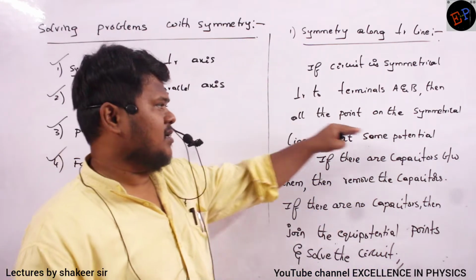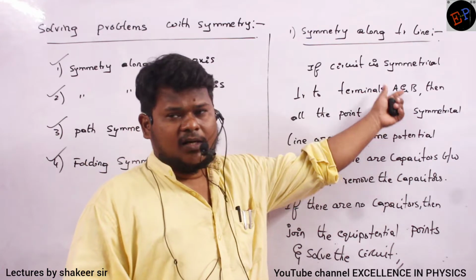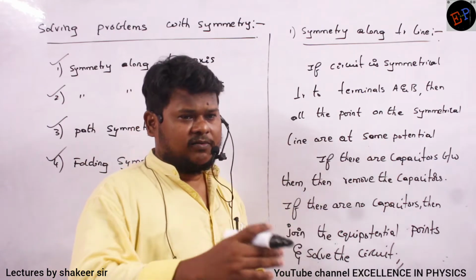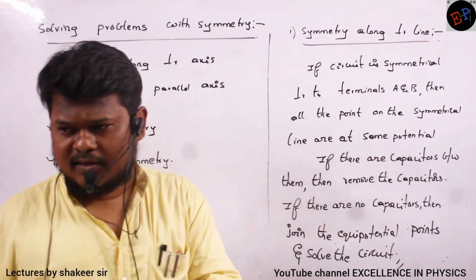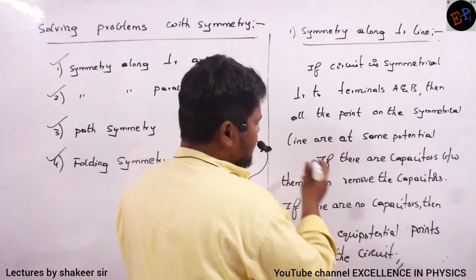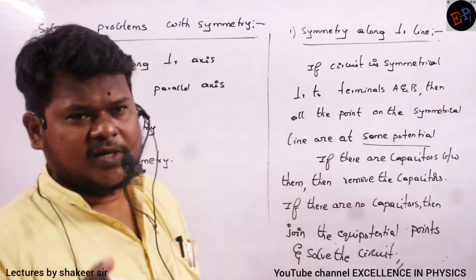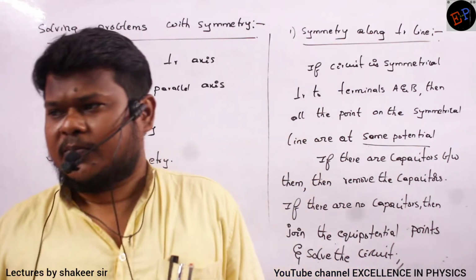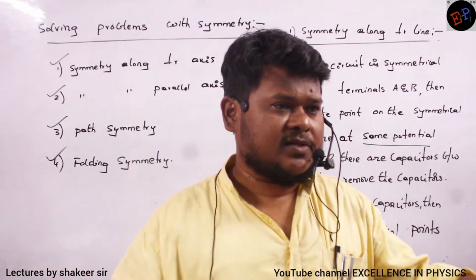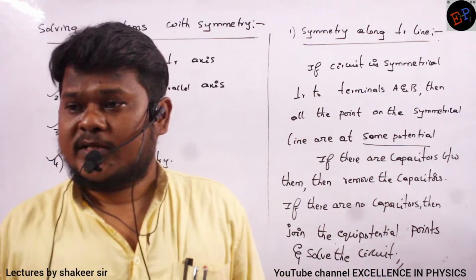So, if there is a line which is perpendicular to the line joining A and B, and along that line the circuit is symmetrical, it means the left side of the circuit and the right side of the circuit are exactly the same, then all the points which are present on this symmetrical line are at the same potential. So, which points are at the same potential? The points which are present on the symmetrical line perpendicular to the terminals A and B. On that line, all the points will be at the same potential.